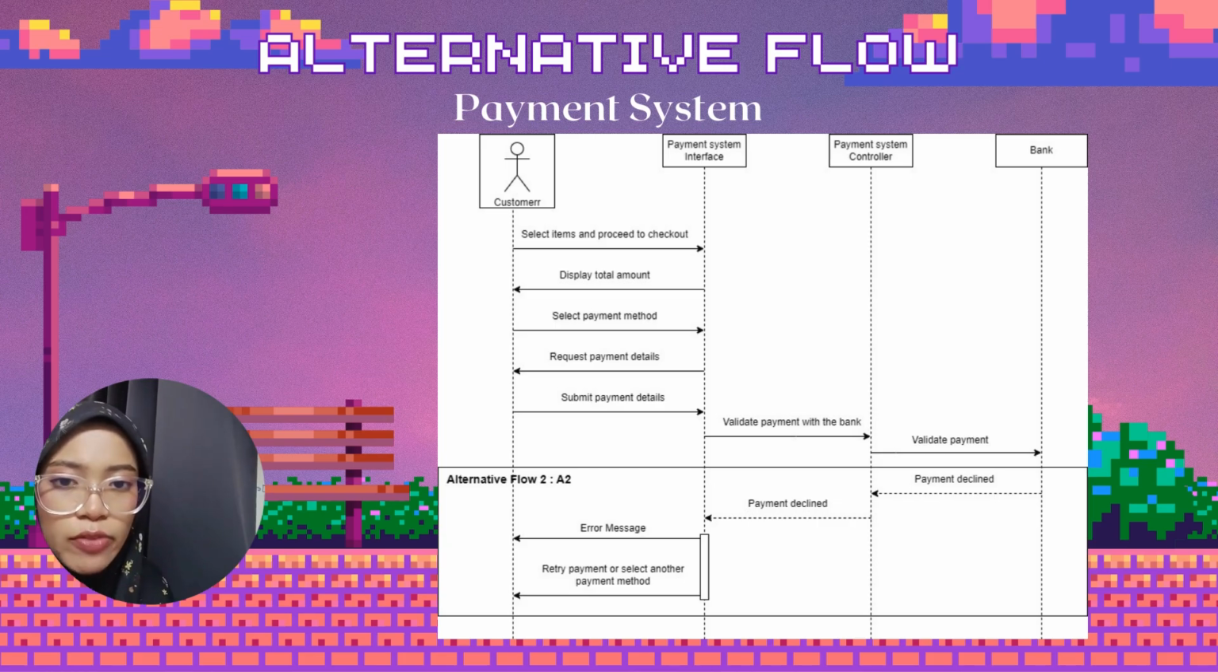For the second alternative flow, which is payment decline. This flow occurs when the payment is declined by the bank. The customer submits payment details, then the interface will forward the details to the controller, which contacts the bank for validation.